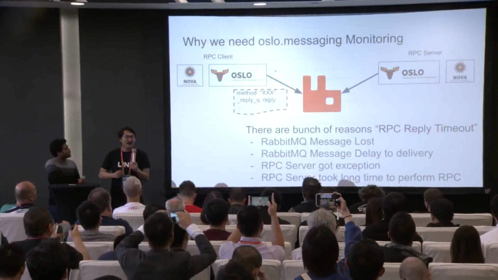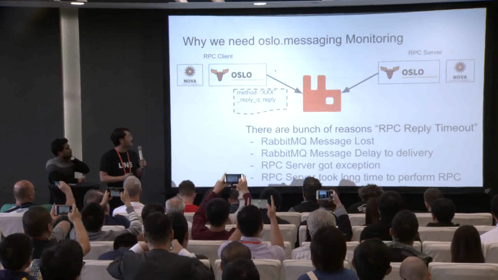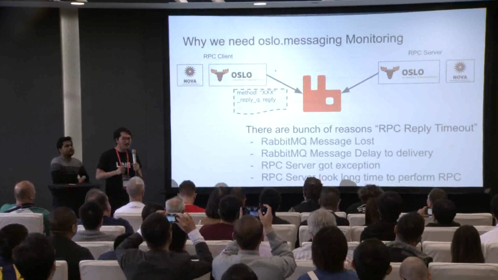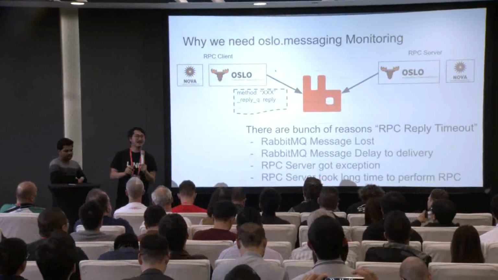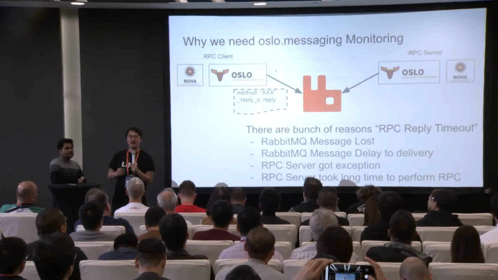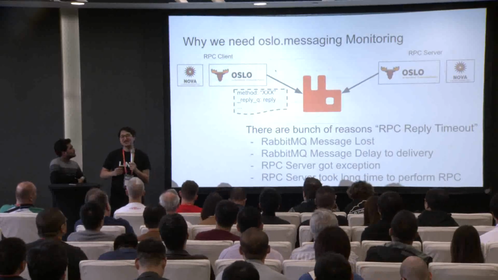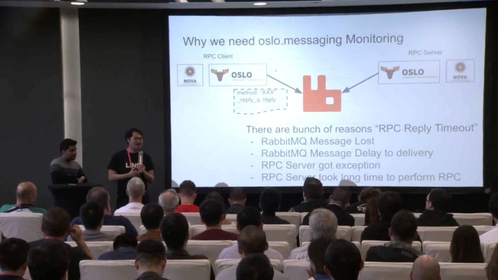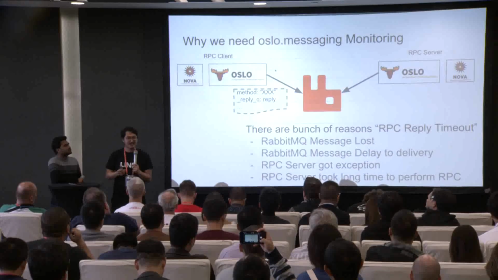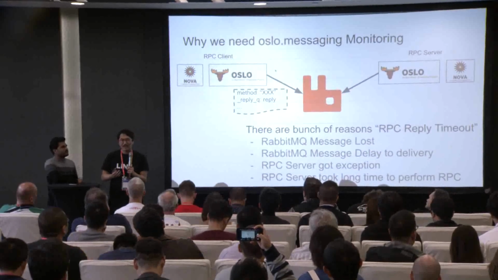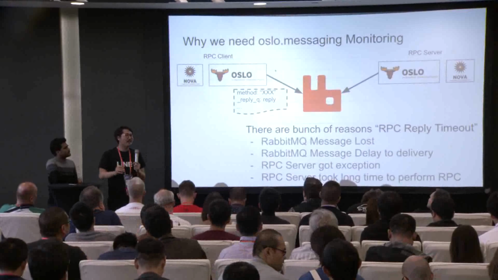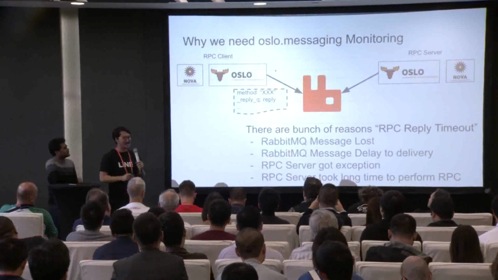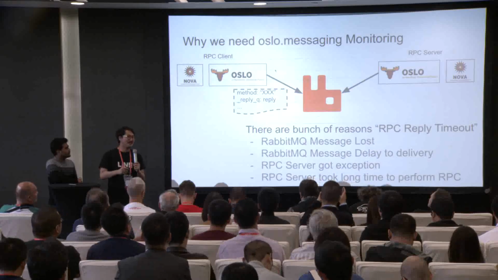Let me explain more background of this Oslo messaging library monitoring. Why we need to monitor the Oslo messaging library. Probably everyone here has experience seeing the RPC reply timeout. Initially, every time we got an RPC reply timeout, we thought, oh, probably this is because of the scale, or probably this is because of the RabbitMQ bottleneck or something. We just pushed all of the fault to RabbitMQ. But behind this RPC reply timeout, there are still several reasons.